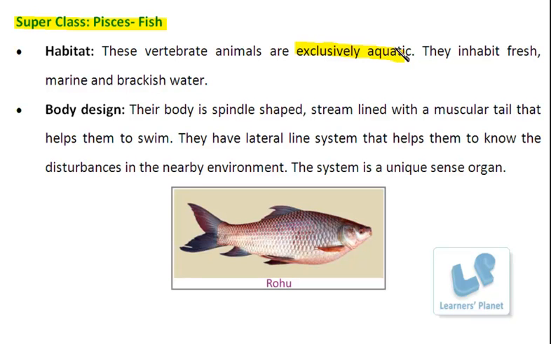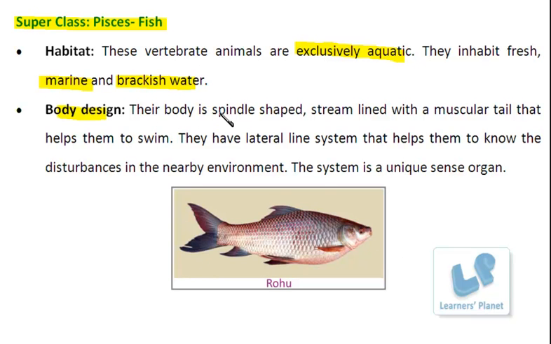That means they can inhabit either fresh water, or they can survive in marine water, or there may be some fishes which live in brackish water. So the type of water varies according to the type of fish, right? Besides this, the organism's body design is also very typical. It is specific, or peculiar, for this particular group. And you know what type of body they have?